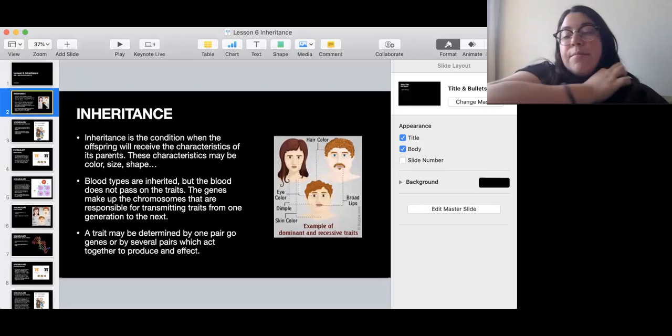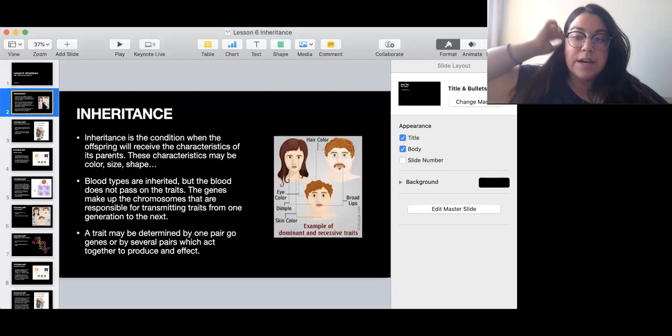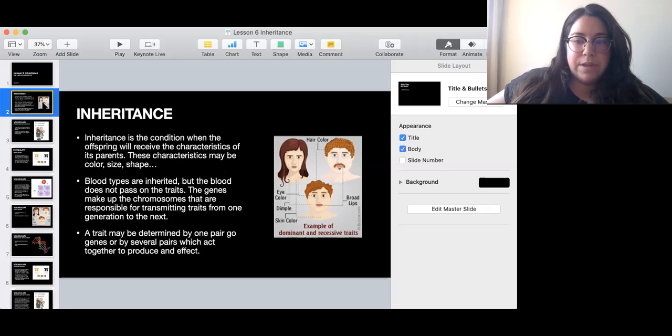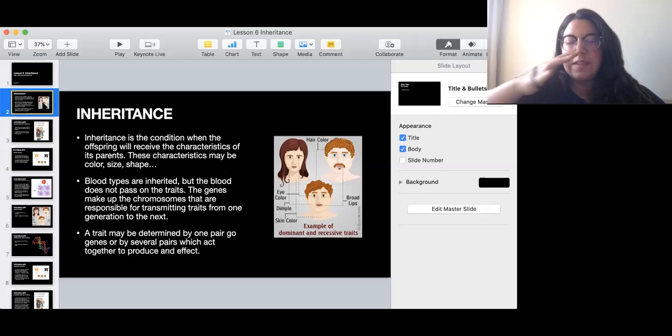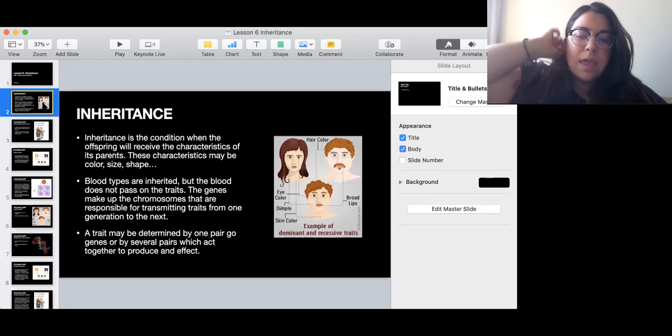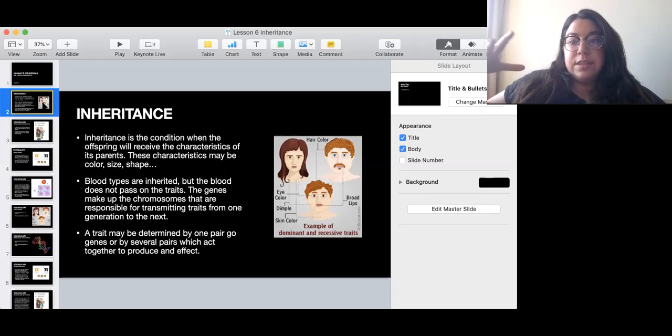You get the idea, right? When we're thinking about things that are inherited, sometimes we talk about blood types. And you know that, for example, if you have A blood or B blood or O blood, one of your parents has to have them. But even though blood types are inherited, you get it from your dad or your mom, blood is not what is responsible for passing on the traits, the characteristics.